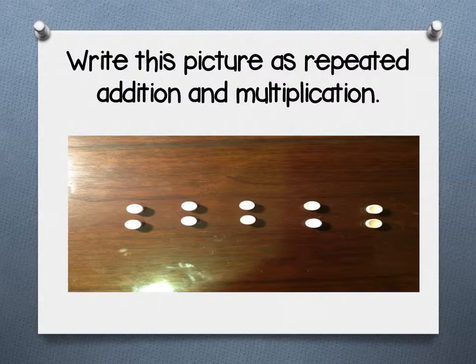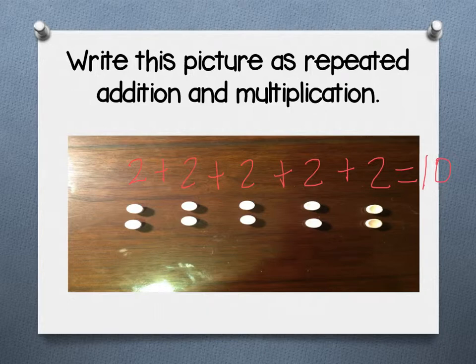Now, look at this picture. We have 2 and 2 and 2 and 2 and 2. So my groups all have the same amount in them. I could write this as an addition problem by saying 2 plus 2 plus 2 plus 2 plus 2. And I could add them all up. 2, 4, 6, 8, 10, and my answer would be 10, right? 10 Smarties. Now, that's a lot of writing, so I can do it as a multiplication.